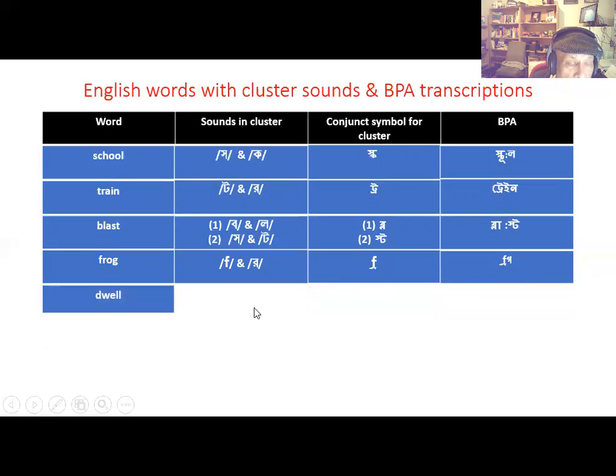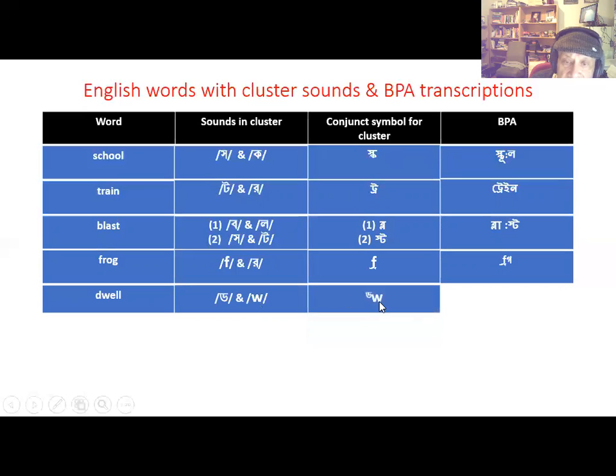Dwell. Here the cluster sound is dw, where we have the two individual sounds d and v. Again, this symbol is imported from English to represent the v sound, and the cluster conjunct symbol for this cluster sound is this in BPA. So we will write the pronunciation of dwell in BPA like this: a dwell.